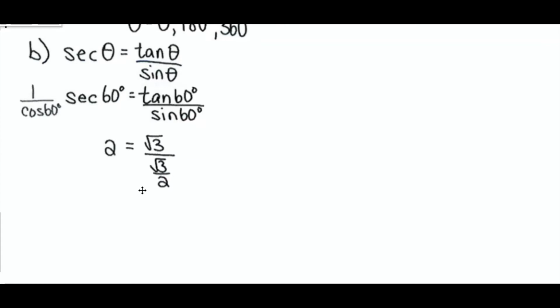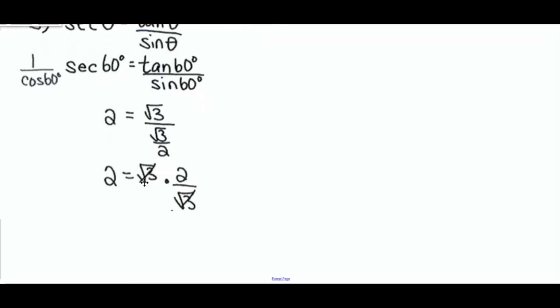Once I have this, I need to simplify my fraction. Dividing by a fraction is the same as multiplying by the reciprocal of that fraction. So 2 is equal to root 3 times 2 over root 3. The root 3 on the top and the root 3 on the bottom cancel out, and I'm left with 2 is equal to 2.